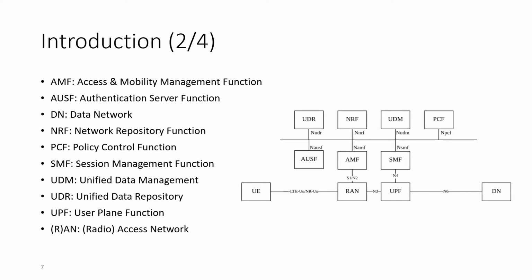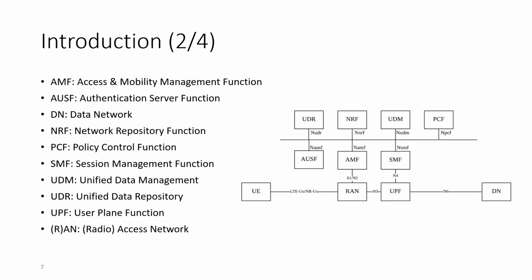NRF is for network functions to look up other network function API locations. PCF handles subscriber policy and data charging features. The SMF is for session creation and deletion. The UDM is a transaction control to access UDR. And UDR stores subscriber information. UPF handles and forwards the data plane from UE to DN.